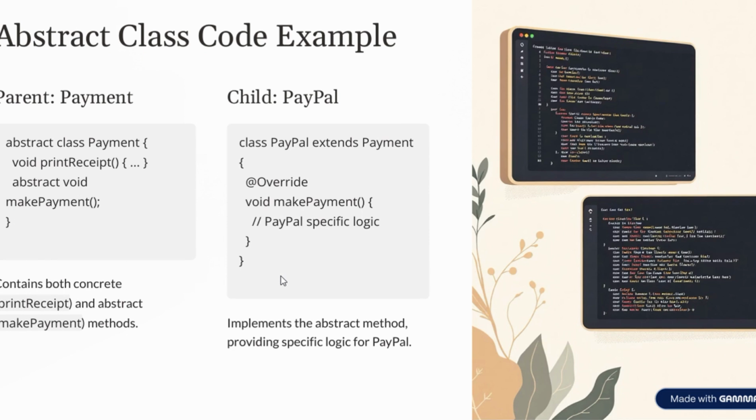Look at the abstract void makePayment. It has no curly braces, no code. It's just an idea. Crucial rule: you cannot create an object of an abstract class, like Payment p equals new Payment. It will throw an error. It's an incomplete blueprint.